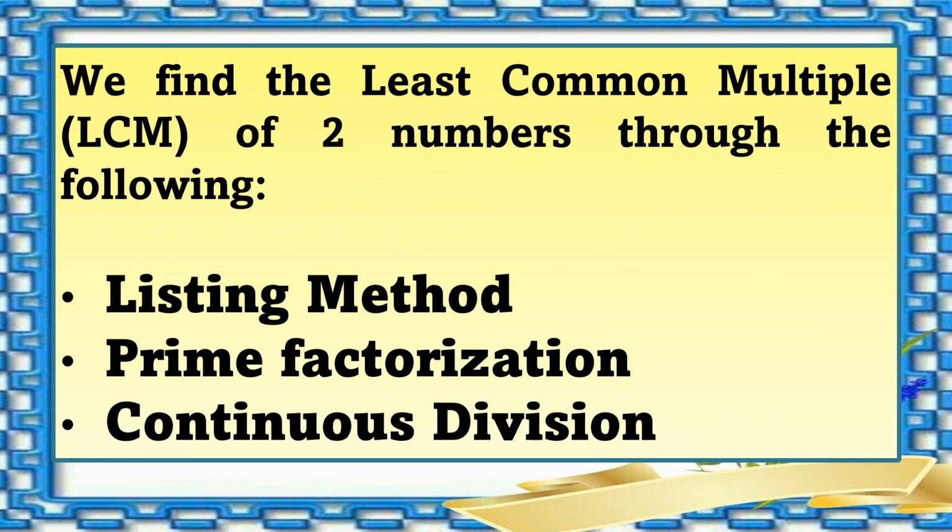And to find the least common multiple of two numbers, or the LCM, we can use any of the three methods. So we have the listing method, prime factorization, and continuous division. So you can choose any of these methods. Anyway, I will teach you all three methods, and you can choose which method is easier for you to use.